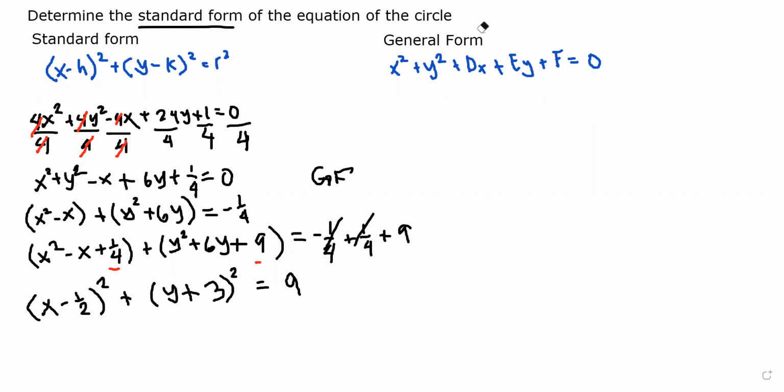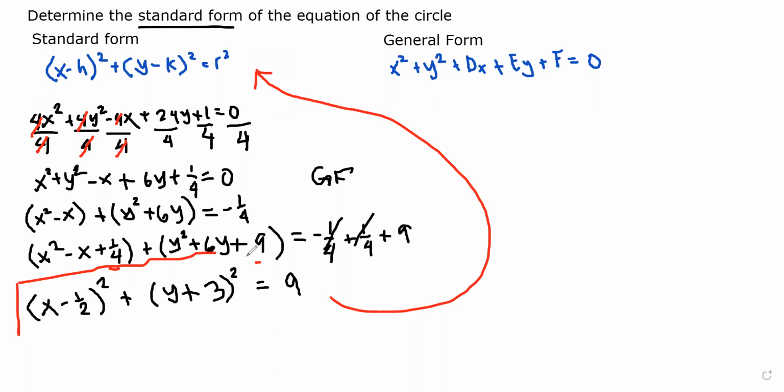As you can see, it is already in standard form. So this will be our final answer. Quantity x minus 1/2 squared plus quantity y plus 3 squared equals 9. So this will be our final answer.